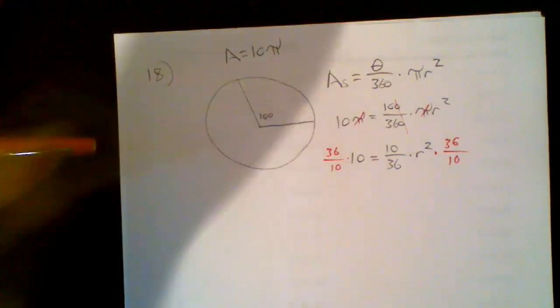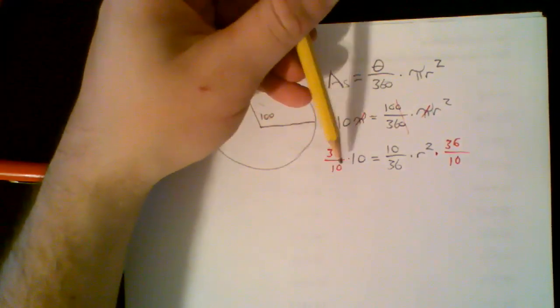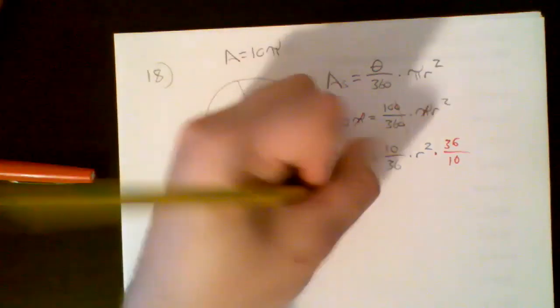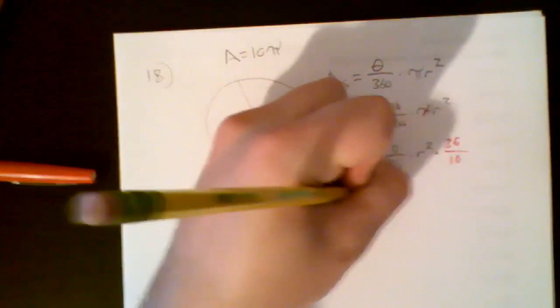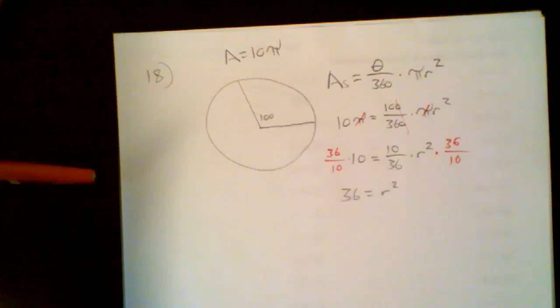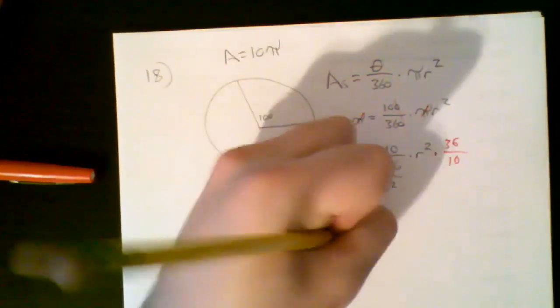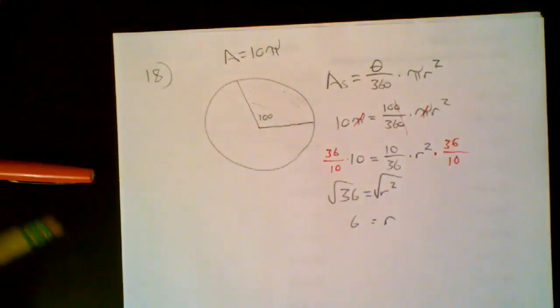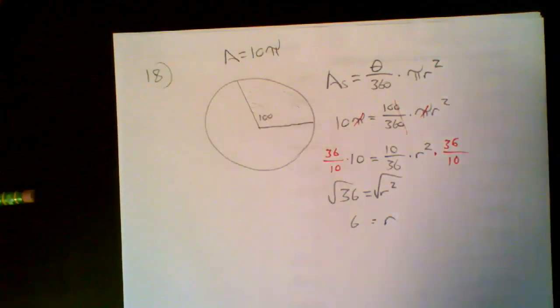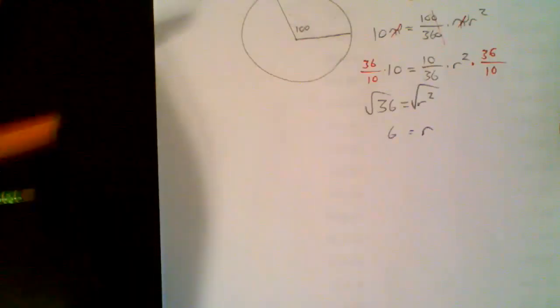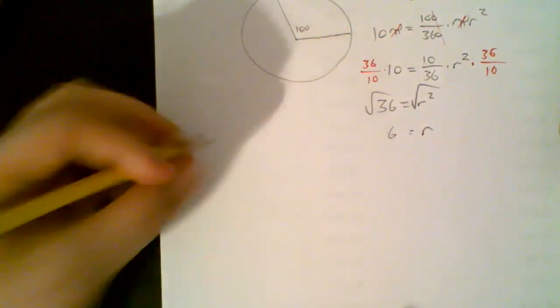So if I multiply this side by 36 over 10, these 10s cancel out. We're just left with 36. 36 equals the radius squared. Again, square root to get rid of the square, and you have the radius of this circle equals plus or minus 6, but since it's a radius, we can't have a negative radius. We're going to stick with the positive answer. That is number 18.